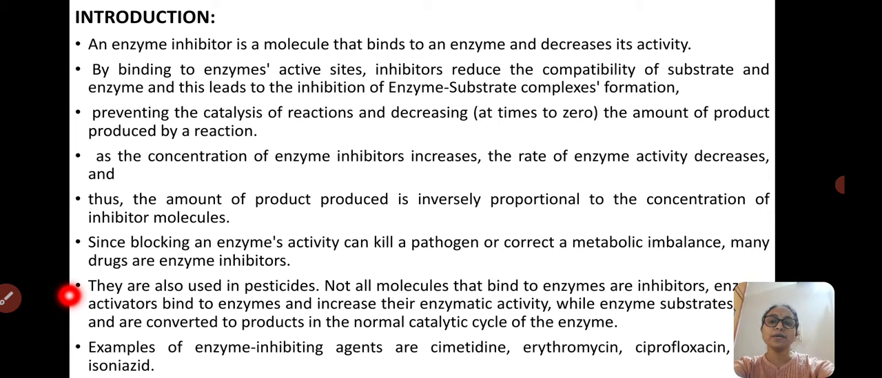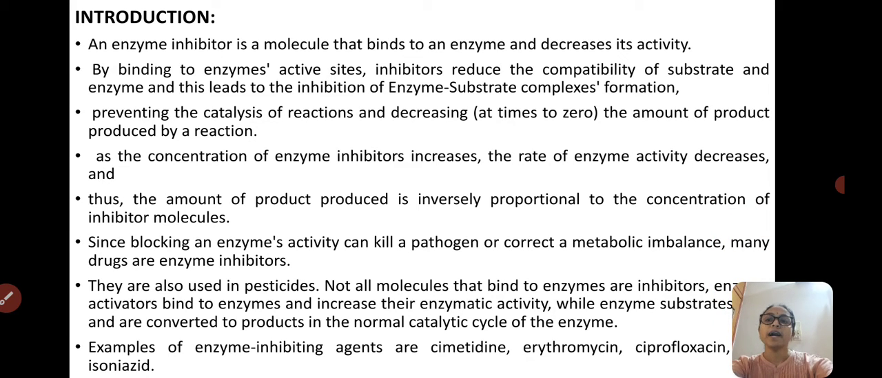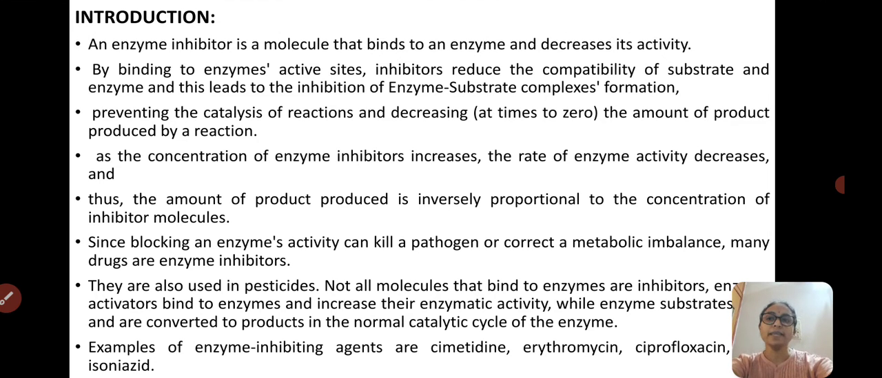So most of the enzyme inhibiting agents are cimetidine, erythromycin, ciprofloxacin, and also isoniazid. These are some of the antibiotics which are going to act upon the pathogen, and they are going to kill the activity of the pathogen. So even the insecticides are all inhibitors.